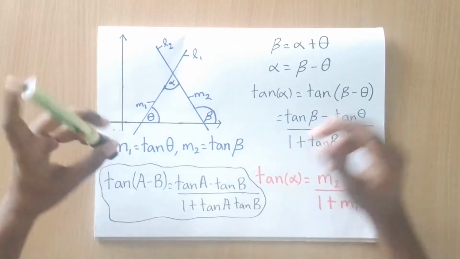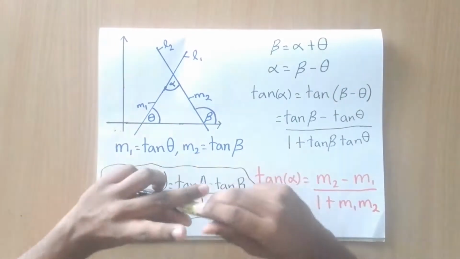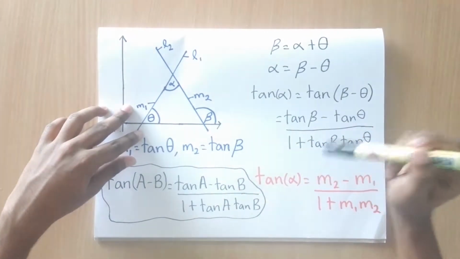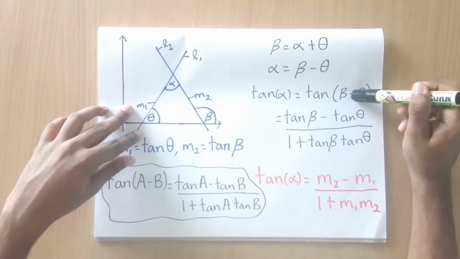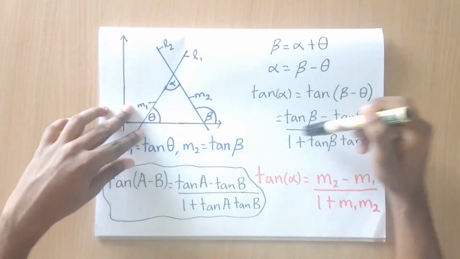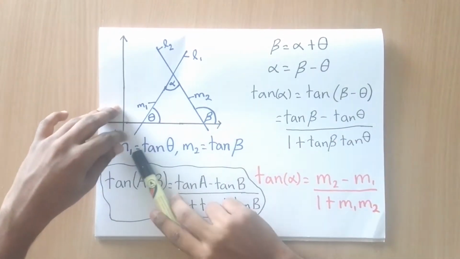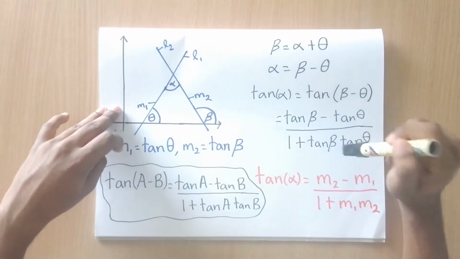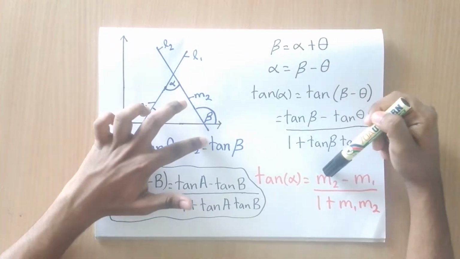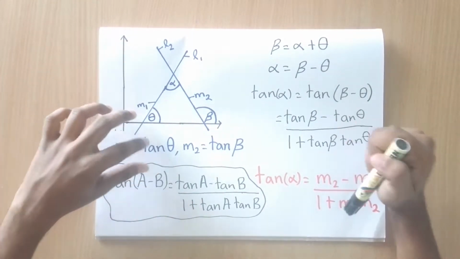From trigonometry, by using this equation, tan (A minus B) equals (tan A minus tan B) upon (1 plus tan A tan B), we can expand the right hand side. So this gives us (tan beta minus tan theta) over (1 plus tan beta tan theta). If we substitute the gradients into this equation, we get tan alpha equals (M2 minus M1) upon (1 plus M1 M2).